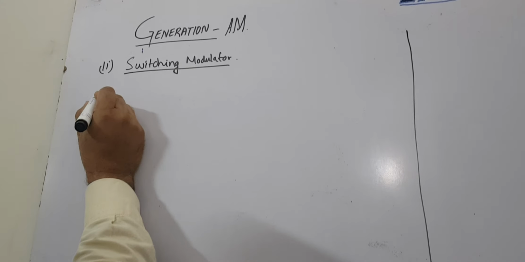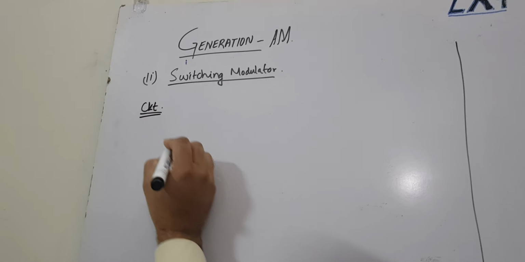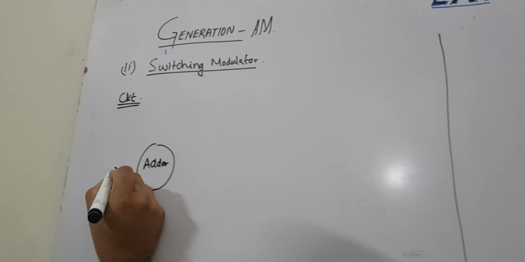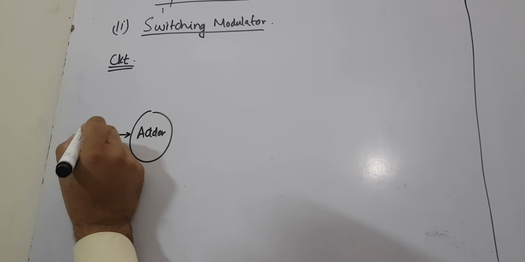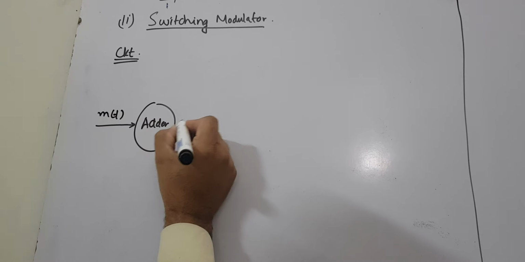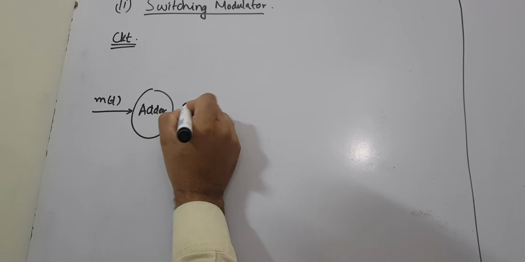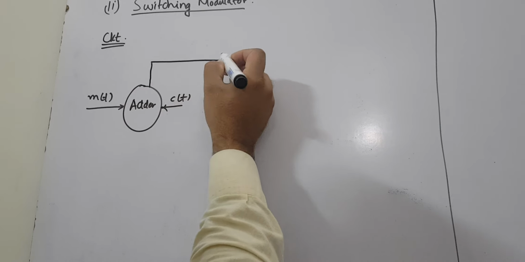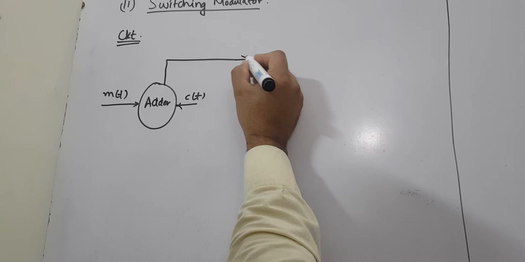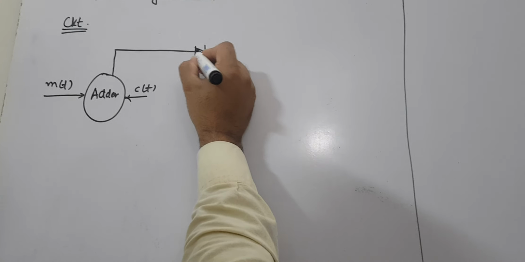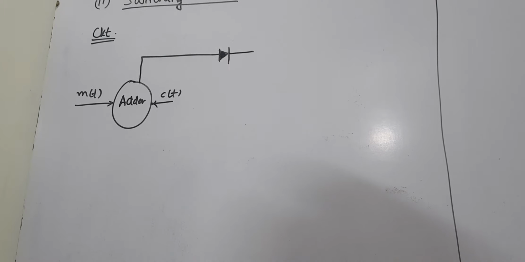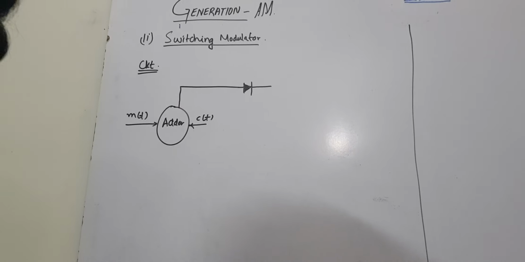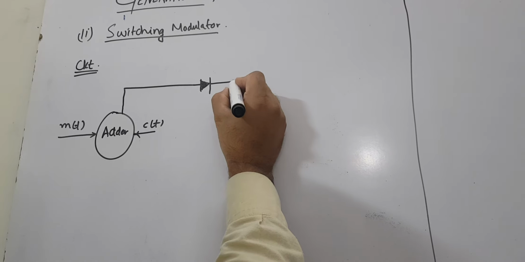Again, the circuit diagram of the switching modulator is here. To the adder we give the message signal m(t) and then the carrier signal c(t), and then the output of the adder is given to our diode. After the diode, you can use a band pass filter.